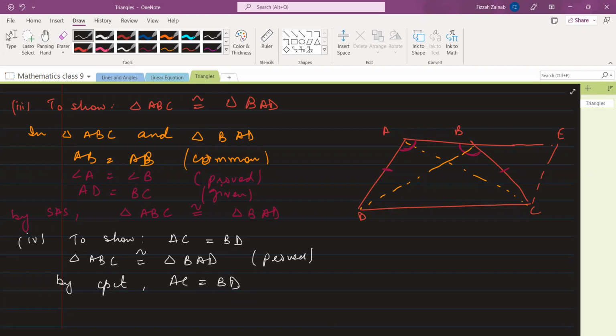Okay, so this completes exercise 8.1. Now exercise 8.2 we will be doing in the next class. So we will study a new theorem which is called the midpoint theorem, which is an important theorem. Only 2 exercises are there in this chapter, right? See, actually these types of chapters take time, triangle, quadrilateral, because every question is different in itself.